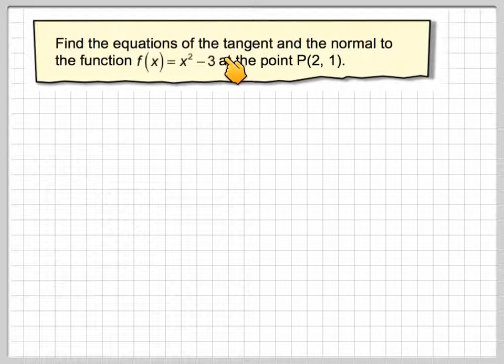Find the equations of the tangent and the normal to the function f of x is equal to x squared minus 3 at the point P (2, 1). Before we actually go ahead to do this algebraically, let's just have a look at this geometrically.